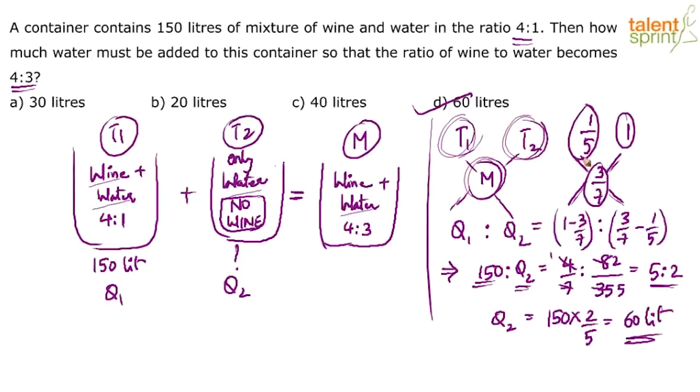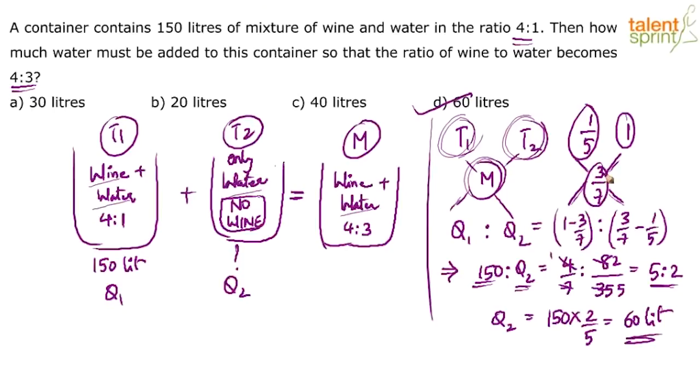1 by 5 is the concentration of water. 1 part out of total 4 plus 1, 5 parts. Here it is 1 out of 1, 1 by 1 basically. And here it is 3 out of 7. Now, why did we take the concentration of water? What happens if you take the concentration of, let's say, wine?